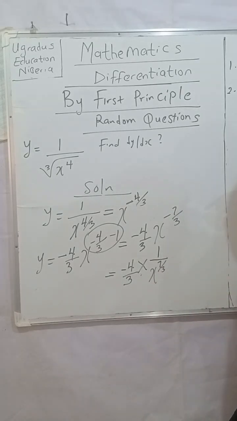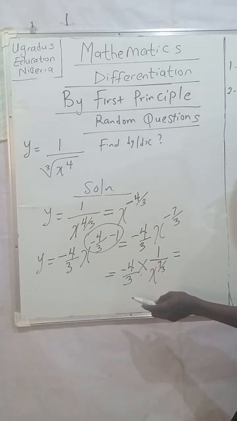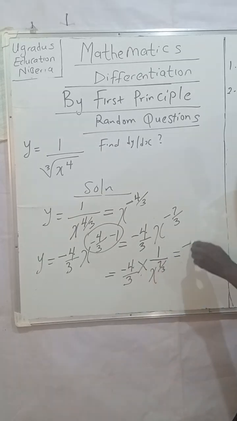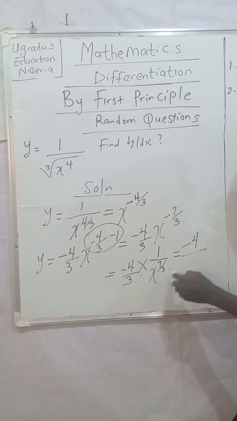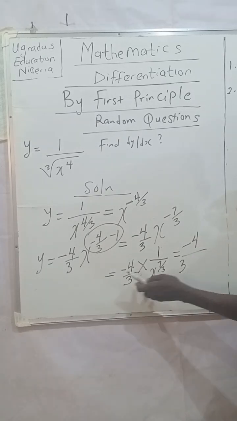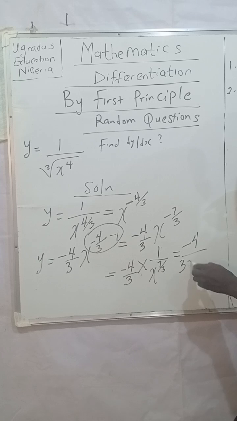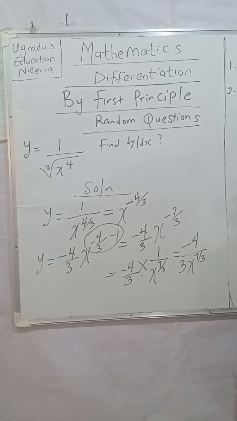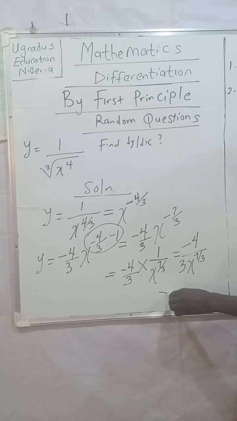Once you introduce the 1 over, then the minus will disappear. Then you can now multiply. Minus 4 times 1, minus 4. 3 times x raised to the power 7 over 3, that will be 3x raised to the power 7 over 3. So when you now have this, your final answer will now be minus 4 over 3.